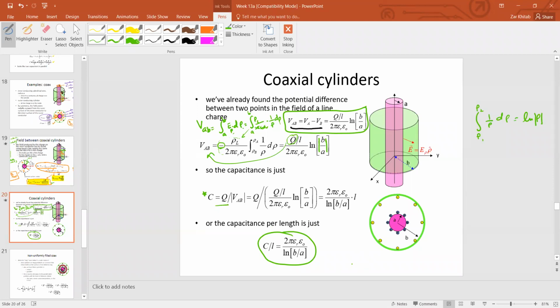Later on in chapter 8, we will find the inductance of the coaxial cable. When we do that, we will find some very interesting phenomena when we calculate the inductance of the coaxial cable. So for now, we calculated the capacitance, so that means every coaxial cable has capacitance.